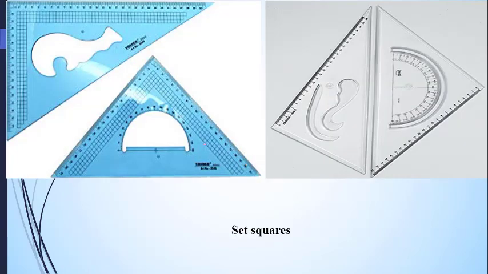These are a few examples of set squares. This one consists of 45, 45, and 90. Here you can see 30, 60, and 90. It's also 90, 60, and 30. Here you can see 45, 45, and 90 degree.